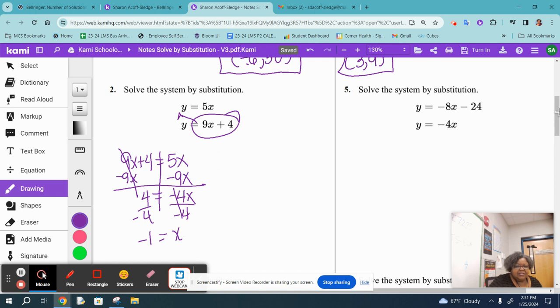Again, I can substitute this into either one of these equations. I always take the easiest one. Y equals 5 times x. So y is 5 times negative 1. Y equals negative 5.